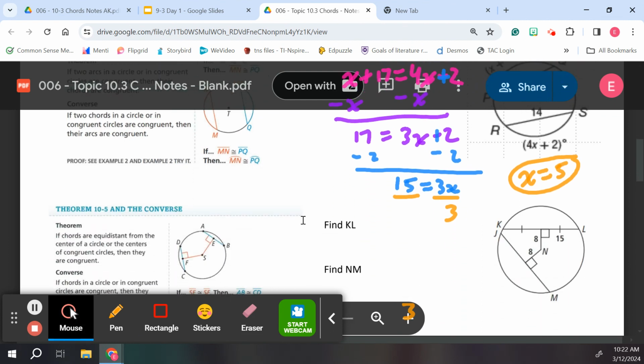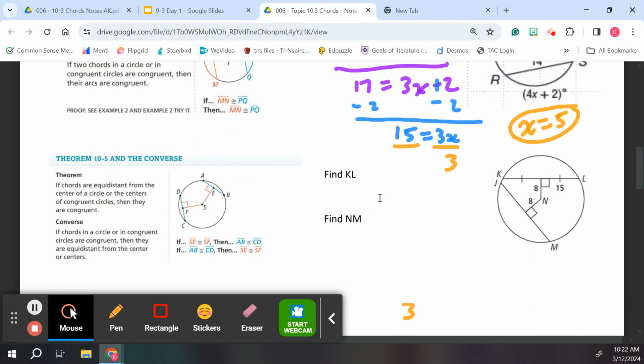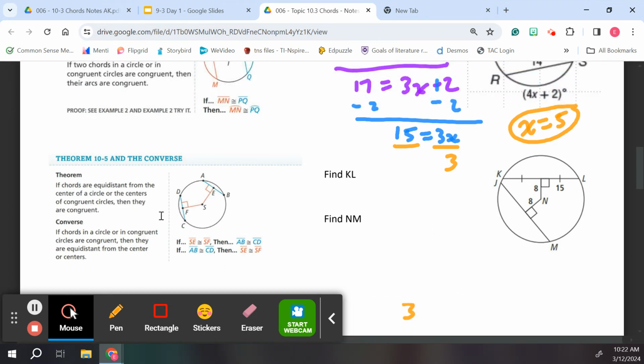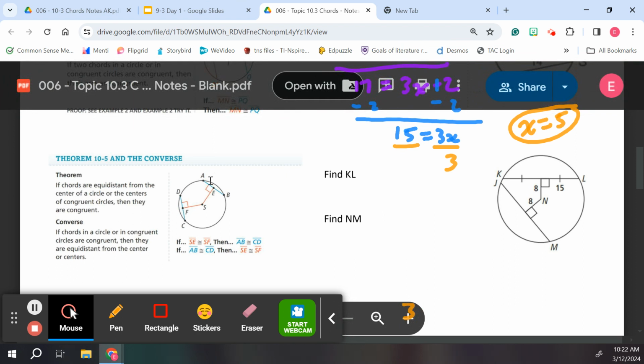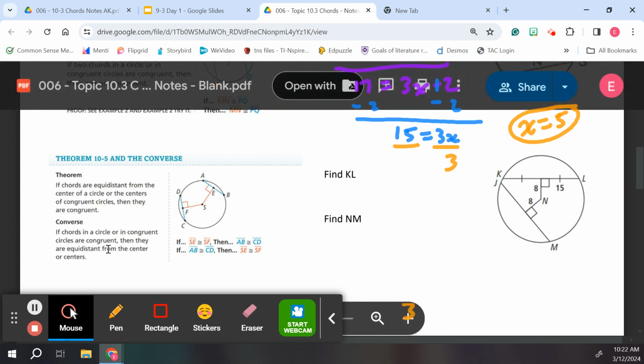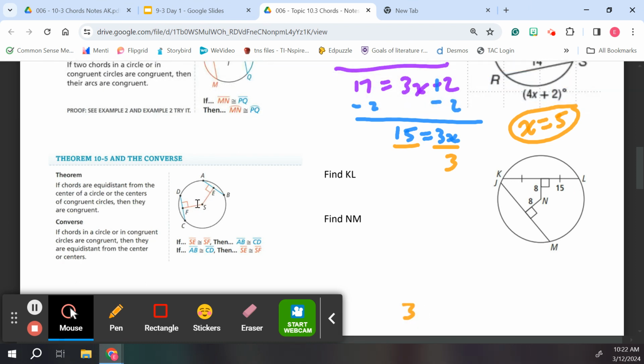All right, let's take a look at theorem 10-5. If chords are equidistant from the center of a circle or centers of congruent circles, then they are congruent. So they're talking about these two being equidistant, which would make these two congruent to each other. If the chords in a circle or in congruent circles are congruent, so if DC and AB are congruent, then they are equidistant from the center. So these two distances would be congruent as well.